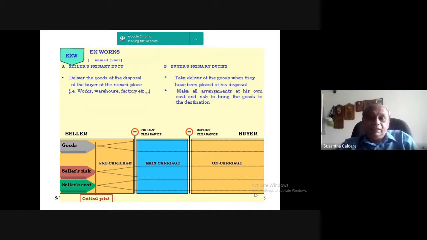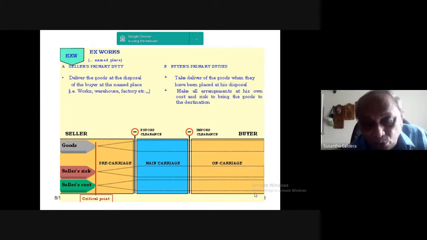Right? Here, who has to do the pre-carriage, buyer or seller? Buyer. Pre-carriage has to be done by the buyer, because the seller's obligations are over once the goods are at the disposal of the buyer. Right? But sometimes in a practical scenario, the seller may do the pre-carriage, because otherwise the buyer has to go all the way from USA to Colombo and then do the pre-carriage. There's no sense in that, right?